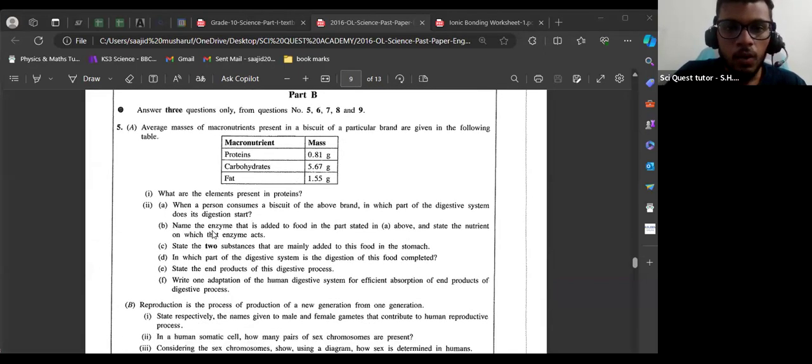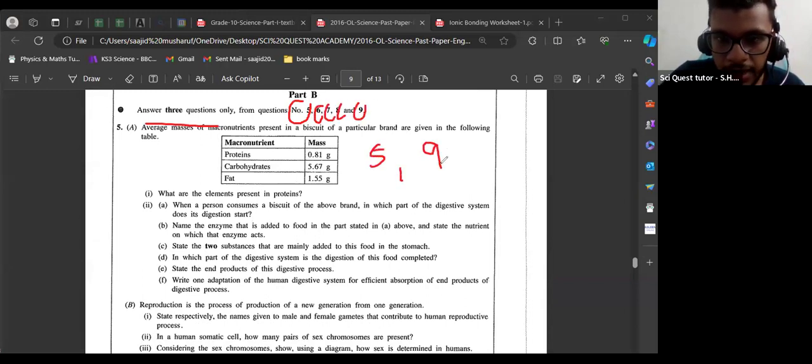Okay. Now let's go with part B. Part B is about essays. This is where many students lose their marks, because they evaluate your level and your knowledge based on part B. You can see here they have clearly mentioned, students, answer 3 questions from questions 5, 6, 7, 8, 9. So 5 to 9, they give optional questions, right?